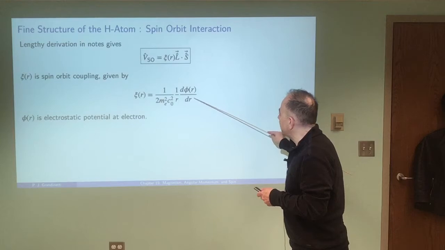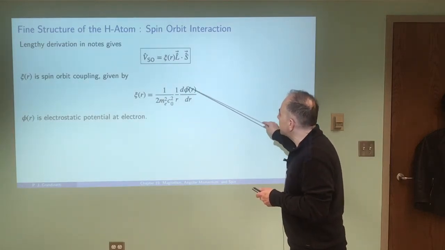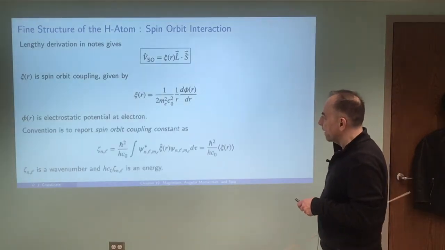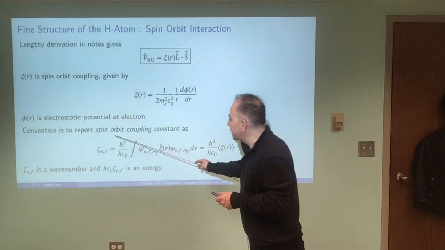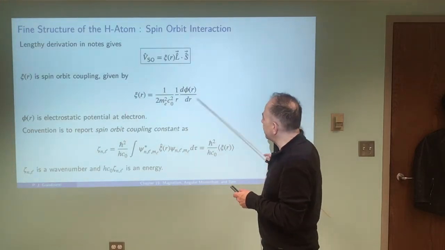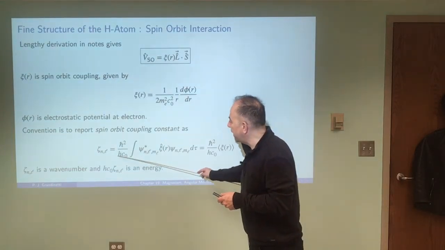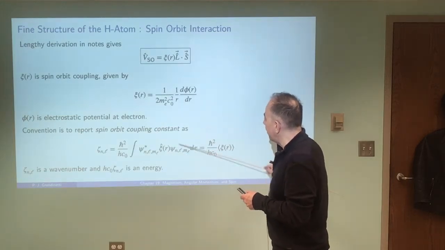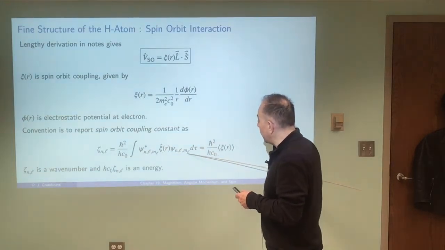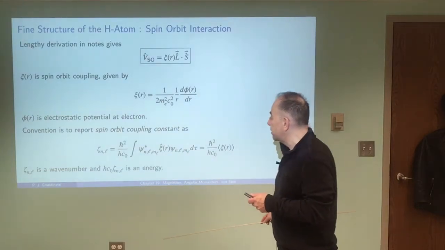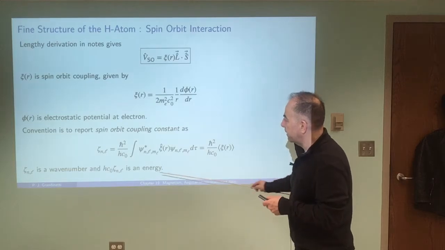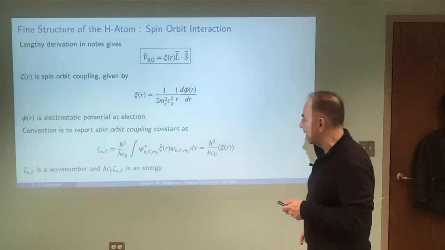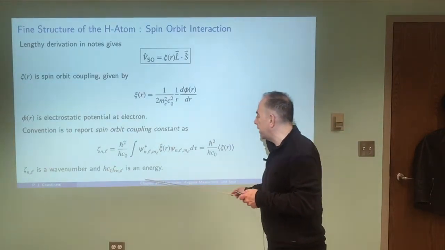In this expression here for z, which is the spin-orbit coupling, this term here is the electrostatic potential at the electron. So the convention is to report something called the spin-orbit coupling constant, which is the expectation value of this term divided by Planck's constant times the speed of light. So we just take the expectation value of this term with our hydrogen atom wave functions and divide by h c naught, and we get this number here, zeta, which is called the spin-orbit coupling. Multiply it times h c naught, and you'll get an energy.